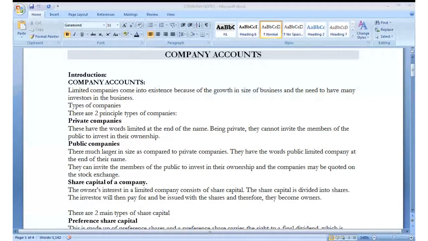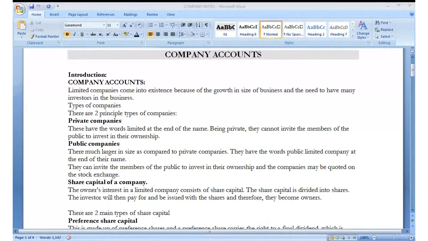So today we are supposed to discuss company accounts. I believe we have the resources with you. We are going to first take the first few minutes and discuss the theory part of it before we can look at the format of a company account. And probably now we look at an example.